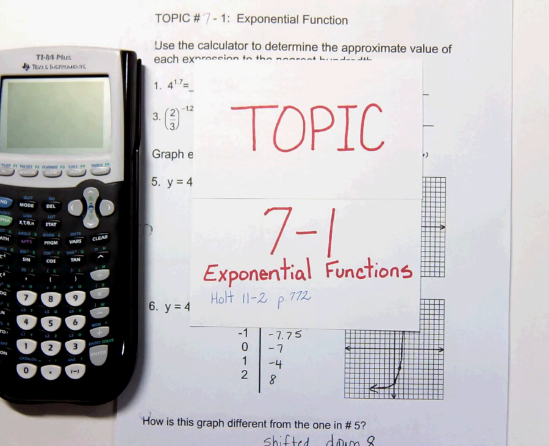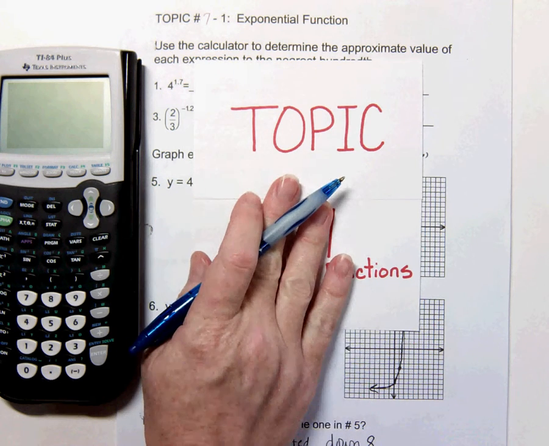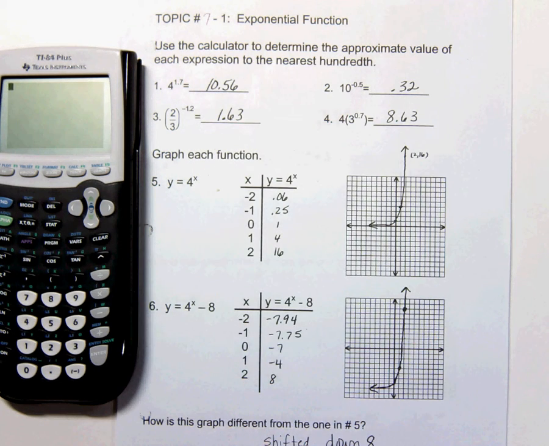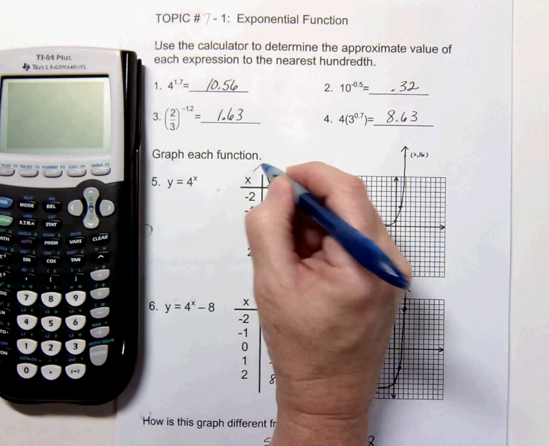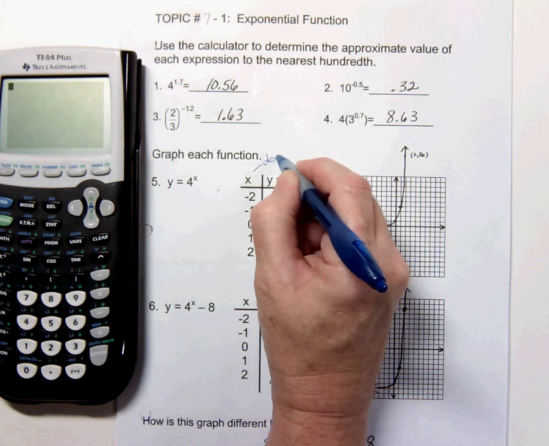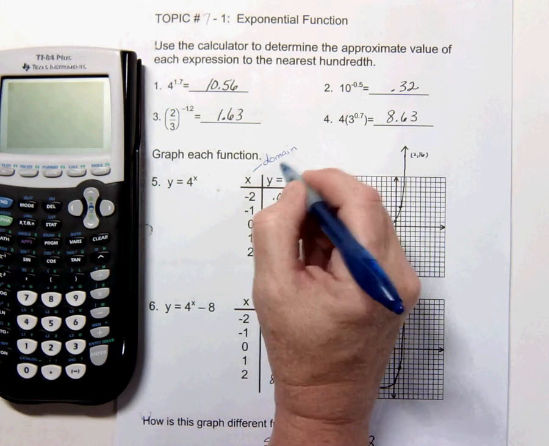Topic 7-1, exponential functions. This can be referenced in our Holt textbook, Chapter 11, Section 2, starting on page 772. All right, when dealing with exponential functions, you're going to want your graphing calculator because it's actually going to show you how each of these work when you're asked to put in certain domain values and find the range values. Just remember that your x value is your domain and your y values are your range.